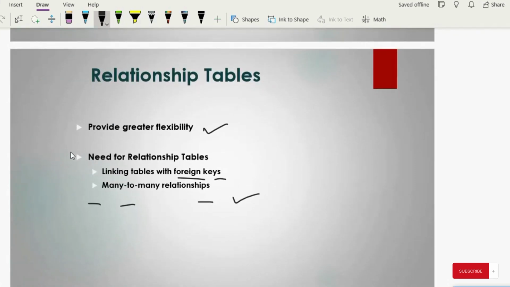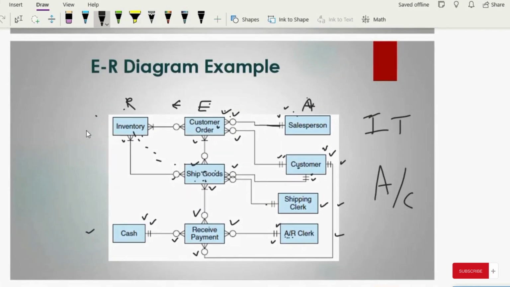tables of your requirement. Like if you see this example which I just explained to you, this example has 9 entities. Can you see? Inventory is 1, customer order is 2, 3, then 4, 5, 6, 7, receive payment is 8, and cash is 9. So 9 tables will be on the back end.